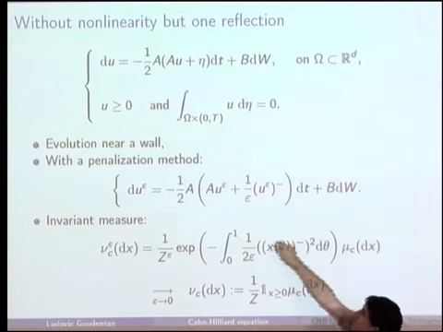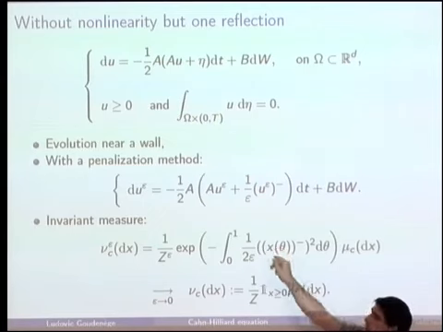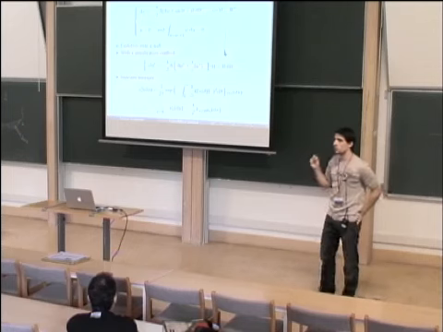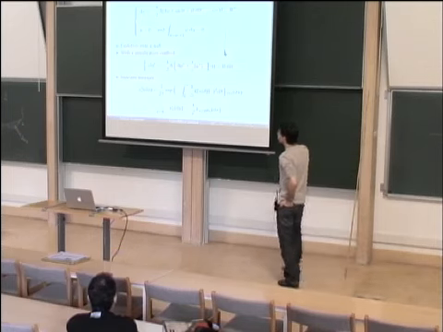Since we have the negative part of the solution in this term, if the x function has a negative part, this term will be positive, so this term will go to infinity. So with the minus 1, it will go to minus infinity, so this is 0 in the limit. So if the solution has a negative part, the limit of the invariant measure is 0.